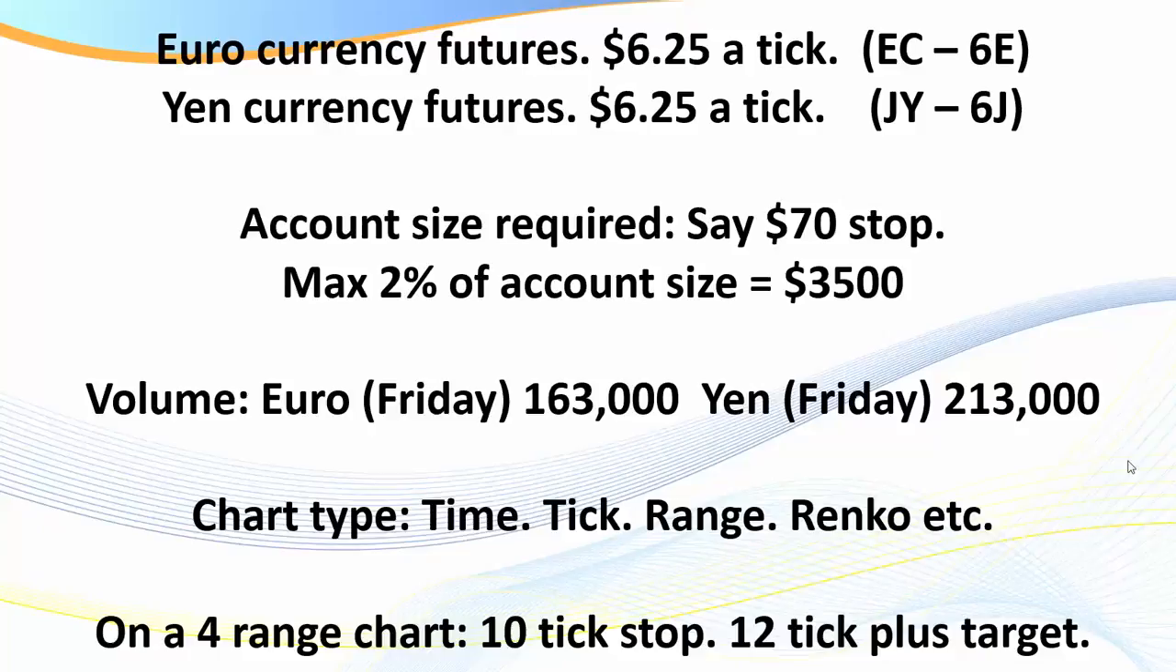On TradeStation, the ticker code is EC for the euro, and the yen is JY. On NinjaTrader, sorry, it's 6E and 6J.